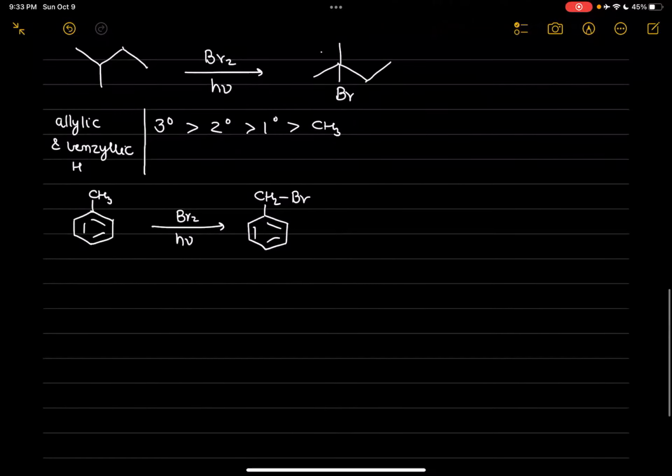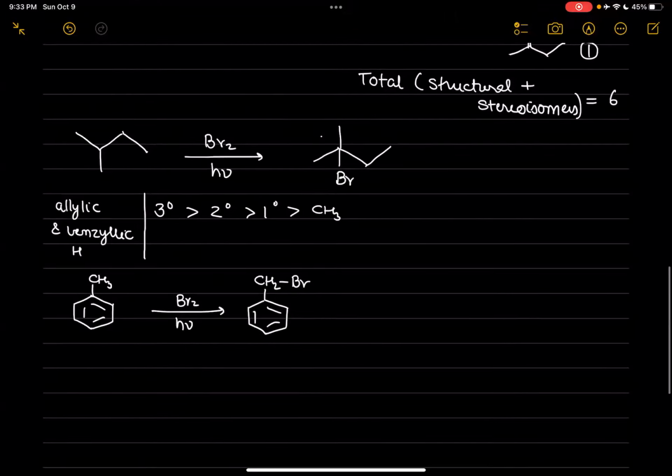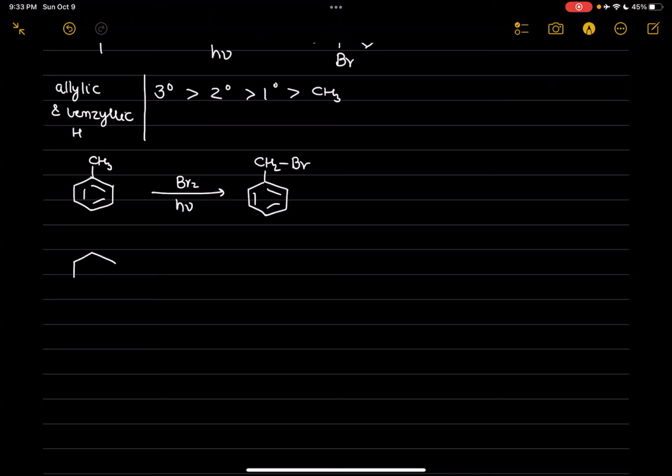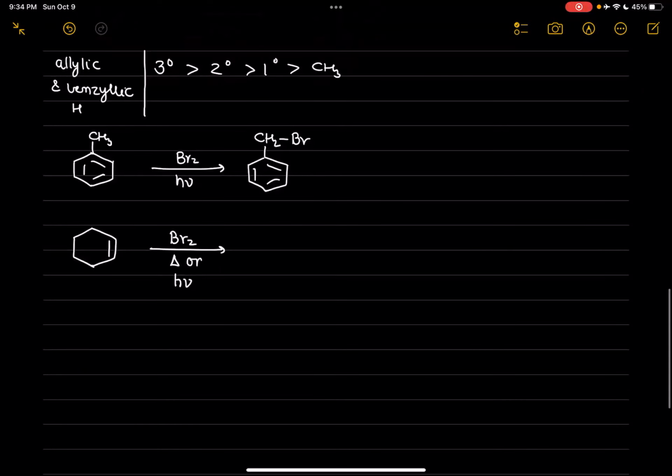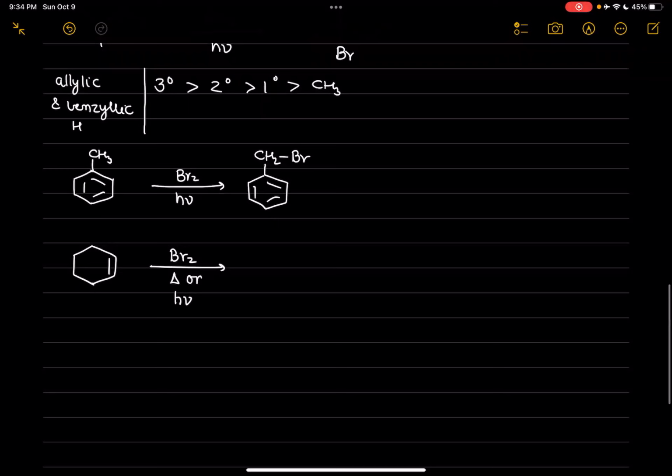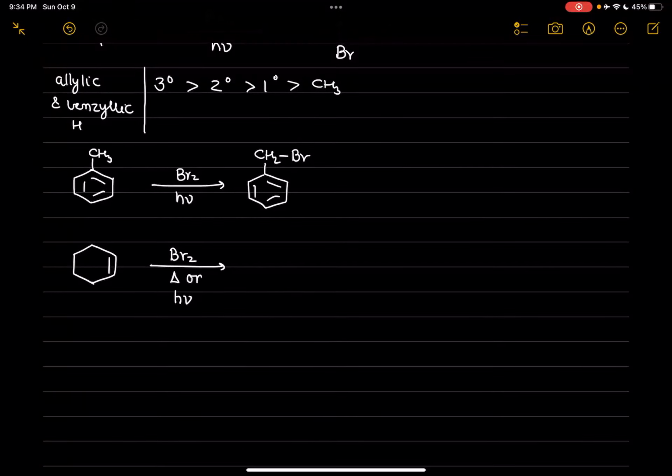So now tell me, suppose you do this with Br2, heat, high temperature, where is it going to end up? It will be at the allylic position, right? One of the carbons of the double bond. Will it add on the double bond?